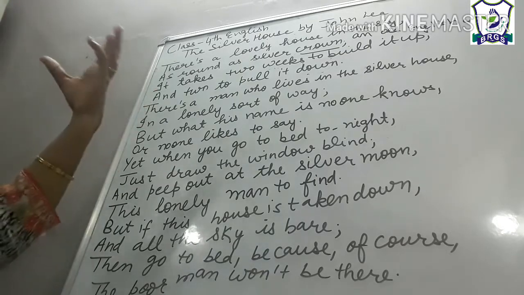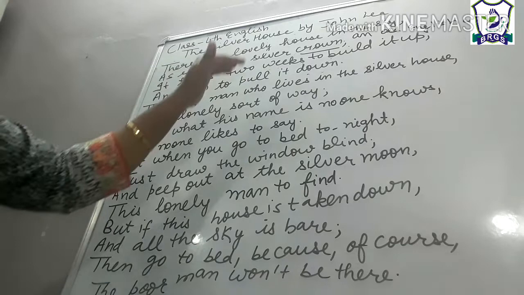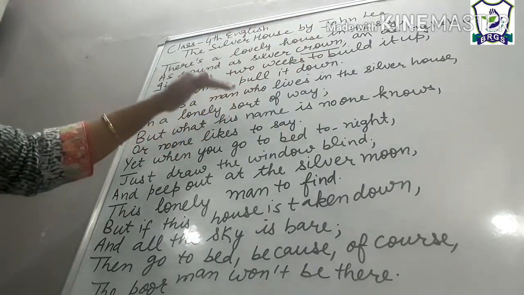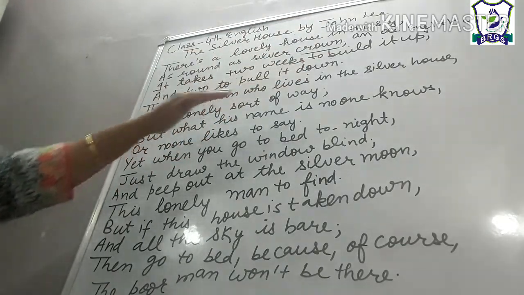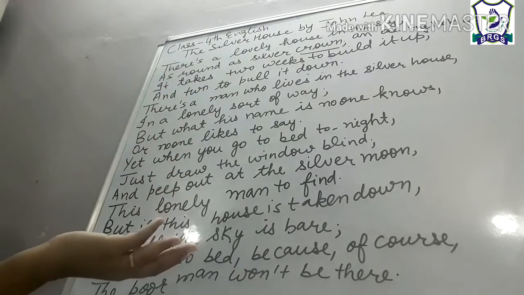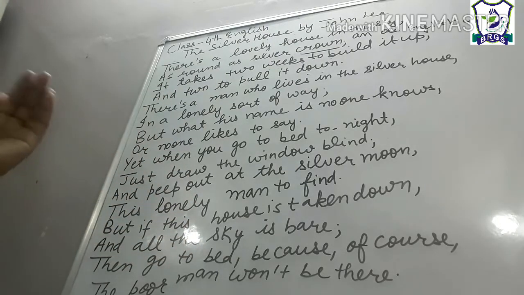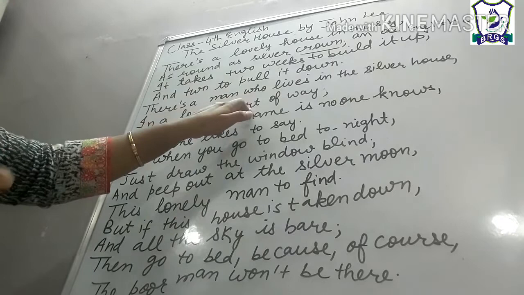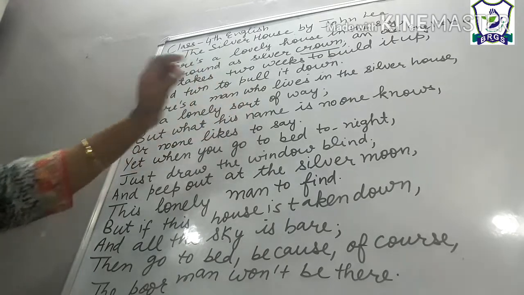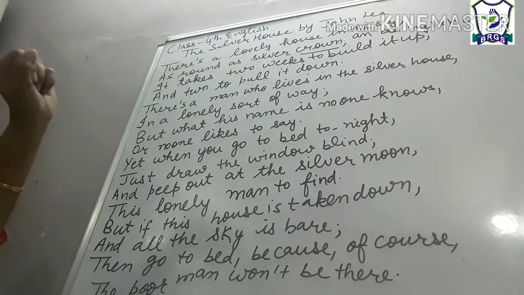Did you hear this poem? My mother always used to sing it for me. Okay. So from childhood only we create this picture that there is someone living there. And the same thing the poet is telling, that there's a man who lives in the silver house, in a lonely sort of way. Sort of way means the way which we cannot describe exactly. So in a very lonely sort of way he is living.